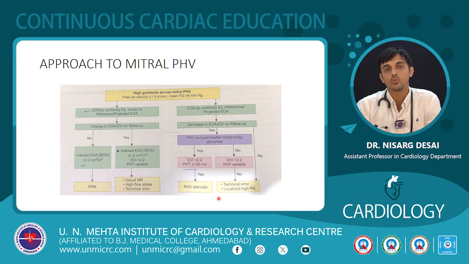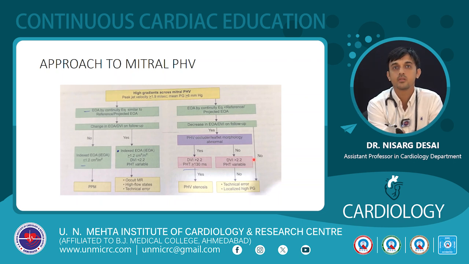Again, this is the flow chart, so this is for the mitral valve. If we have gradients which are more than 6 mm Hg or more than 2 meters per second, then we first see the EOA by the continuity equation. Coming to the right hand side of the figure, if the EOA is less than the index EOA, or there is a decrease in the EOA or DVI at follow up, then we calculate the DVI. If the DVI is more than 2.2 and PHT is variable, it is clearly a technical error.